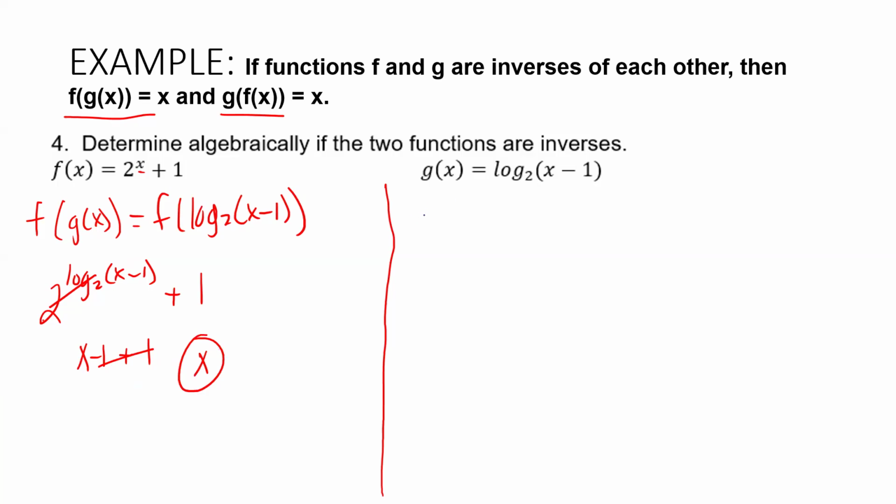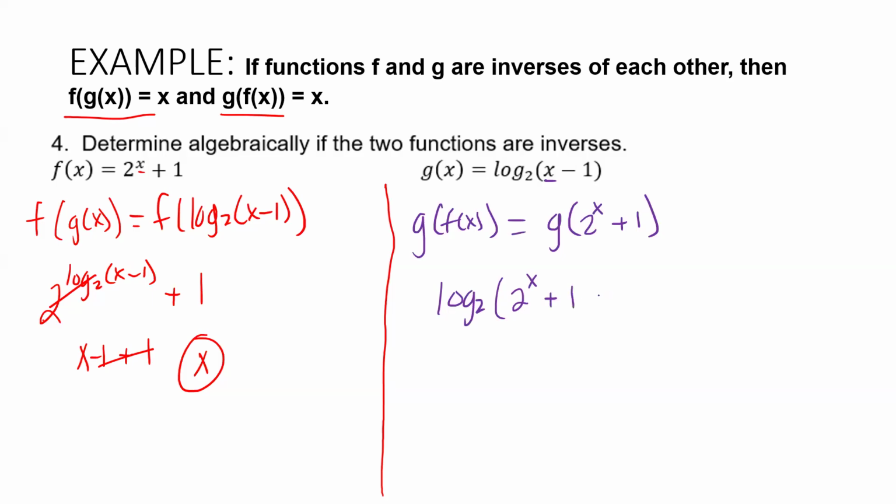Now we're going to do the same thing on this side, but with g of f of x, which means g of 2 to the x plus 1. Substituting in for x, we're left with log base 2 of (2 to the x plus 1) minus 1. PEMDAS told us we deal with our parentheses first. Inside of our parentheses, we have a positive 1 and a negative 1. That equals 0. So we're left with log base 2 of 2 to the x. The base of the exponent and the base of the log are the same, so they're going to cancel each other out. Our power is set free, and we're left with just x.